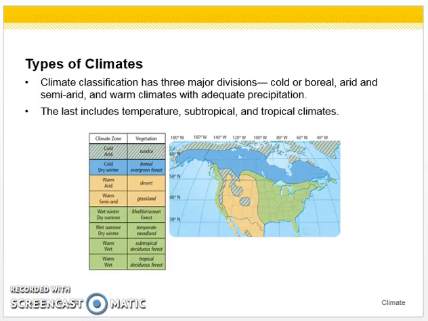Climate classification has 3 major divisions: cold or boreal, arid and semi-arid, and warm climates with adequate precipitation. The last includes temperate, subtropical, and tropical climates, as described here. And you also have this picture in your book.